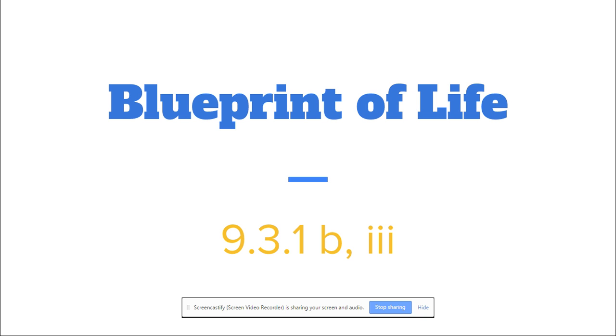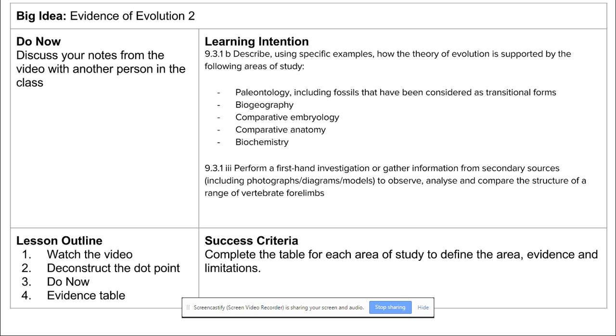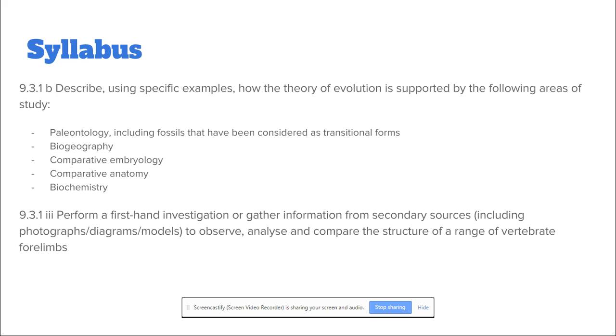Welcome to Blueprint of Life video 4. In this video, we're again looking at some evidence of evolution, and we're going to be looking at 5 different areas, and then we're going to do a quick introduction into the investigation that you're going to be undertaking.